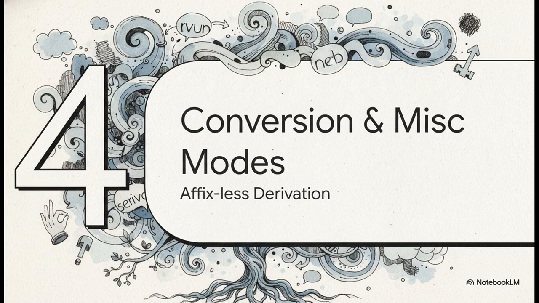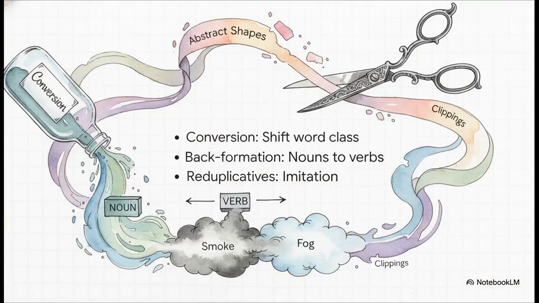Which brings us to section 4, conversion and miscellaneous modes. Let's explore zero derivation and these somewhat more informal dynamic edges of English morphology. The English language is remarkably productive, and a big reason for that is a process called conversion, or zero derivation. This allows a word to just seamlessly shift to a completely new class without adding any affixes at all. A noun just becomes a verb. Think of saying to bottle or to mail.